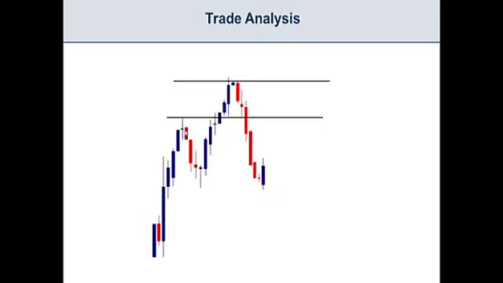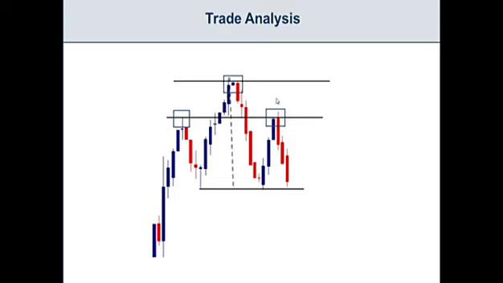We have the first shoulder, then the head, and now we have pulled back to the same pullback area to try to make the second shoulder. And in this case, we do make the second shoulder, and we reject this area of resistance right here. Now our head and shoulders is complete when we have a breakout of the neckline, okay? When we have a breakout of the neckline, we have a signal to go short.